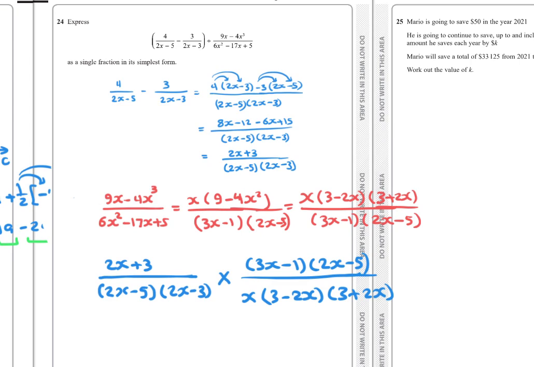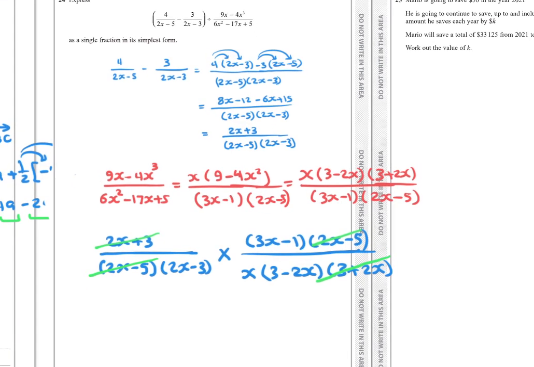You can cancel this bracket, 2x minus 5 with 2x minus 5. 2x plus 3 is the same as 3 plus 2x, so you can cancel them. We cannot simplify more, so the answer equals 3x minus 1 for the numerator, and for the denominator x times 2x minus 3 times 3 minus 2x.